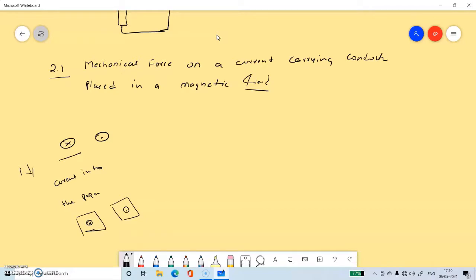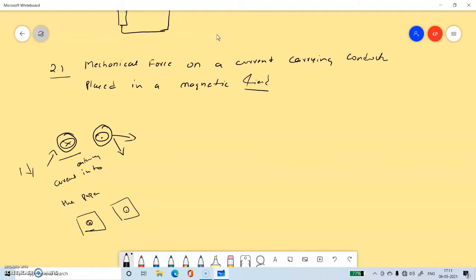This cross means current into the paper. That means current is entering into the paper, and dot means current is coming outside the paper. So that you have to know. If I show the cross, the current is going inside. And if I show the dot, the current is coming outside from the paper.